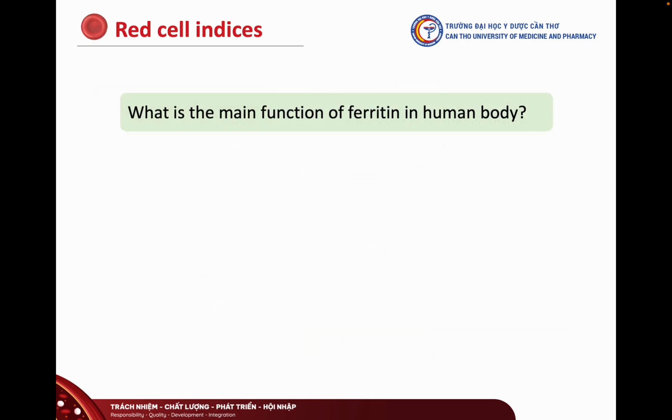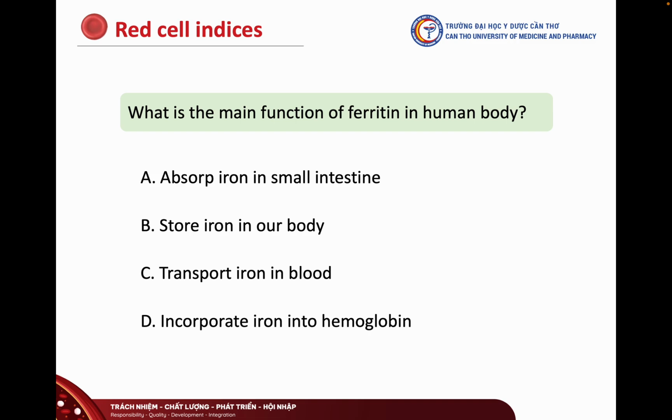Before we go further, let's take a quick review. What is the main function of ferritin molecule in the human body? You should think about the answer. We have 4 answer choices. Yeah, the correct answer is B, to store iron in our body. Ferritin is the main intracellular iron storage protein. It helps us to keep the iron safely stored and ready for use when needed. So when we check the serum ferritin, it reflects the body iron stores, and that is very important in diagnosing iron deficiency anemia.